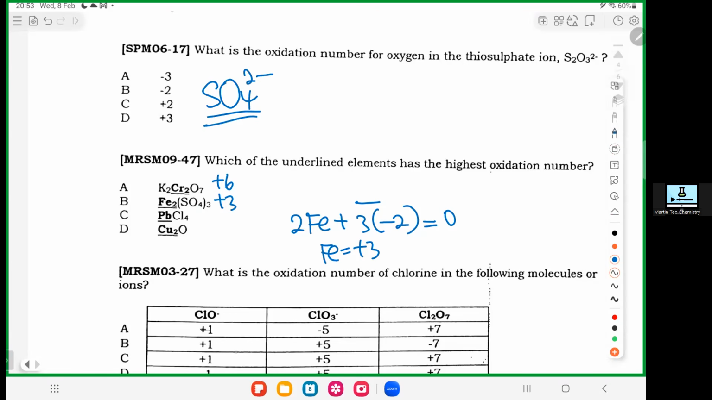Because many students cannot do. They say, sir, I don't know the sulfur. I know the oxygen, but I don't know the sulfur. Okay? I don't know the sulfur. So that's the thing, right?